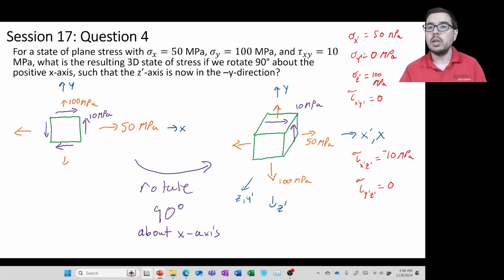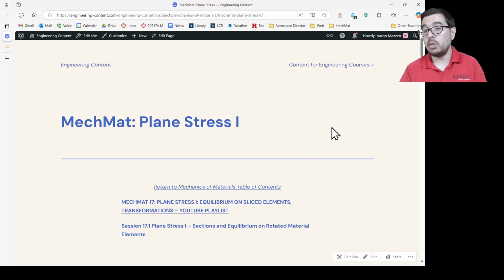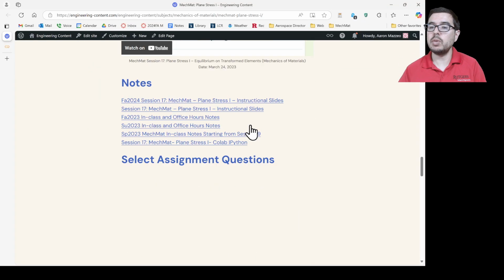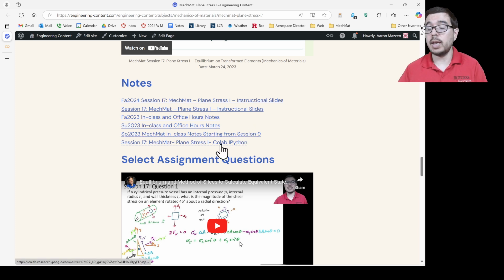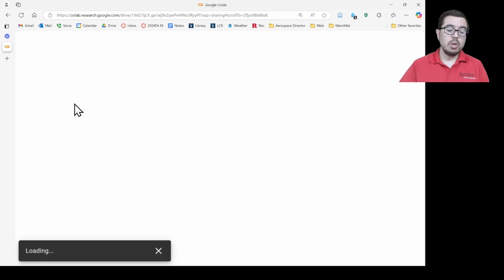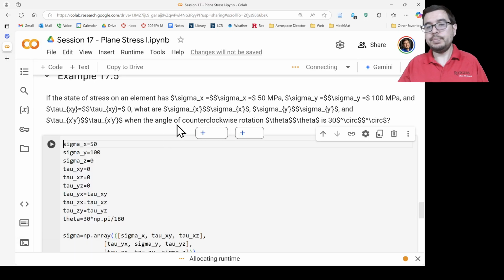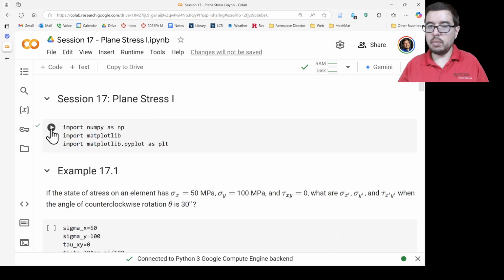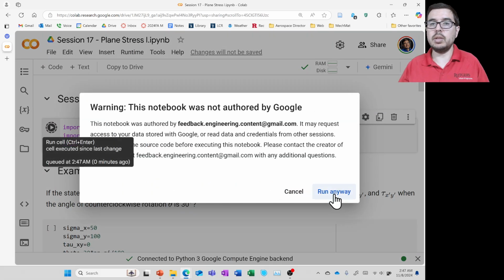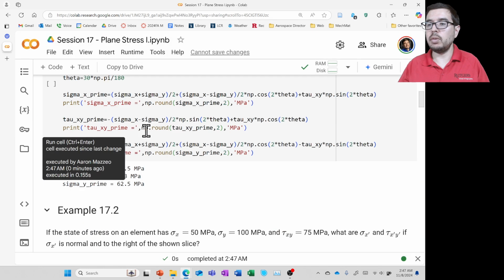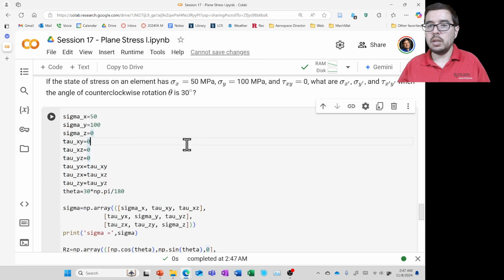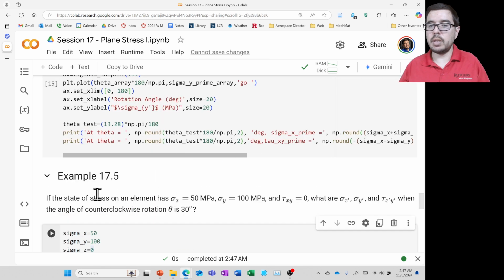So now let's go ahead and implement this matrix multiplication for the problem at hand. And to do that, we can go to this session 17, and there's the Colab, which we used for question number 3, actually. So you could click on that, and I still have it open. We'll go over and let's make sure, yes, you've got to run the top. So it's been a while, so we run it anyway. So we'll run the top, and then we'll come down to this example 17.5.